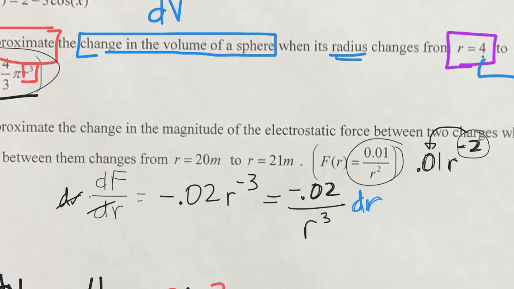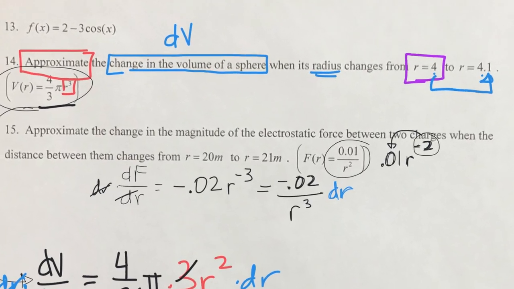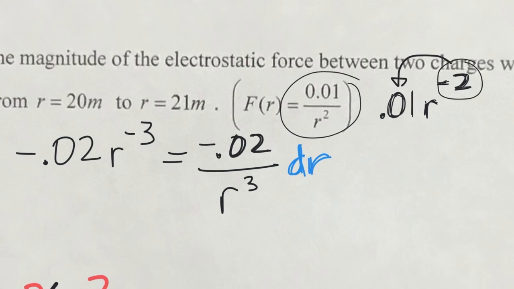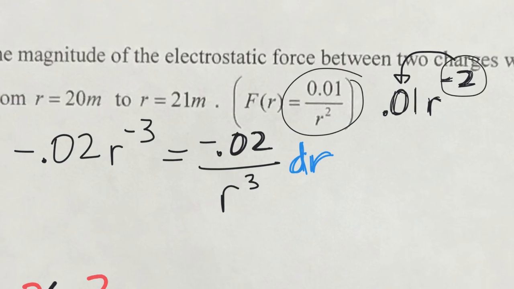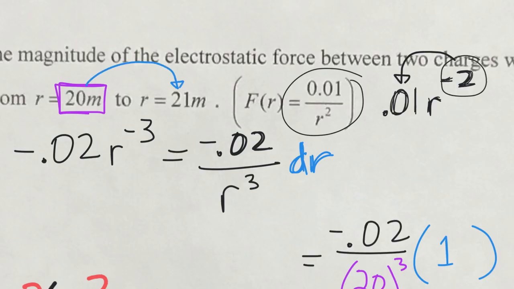So this is our change in, is this r, radius? The distance between our two electrostatic forces. Okay, so now let's plug in what we know. We know that the radius was initially 20, so that is your r value. And then, how much did my r change? It changed from 20 to 21, so my delta r is just 1.